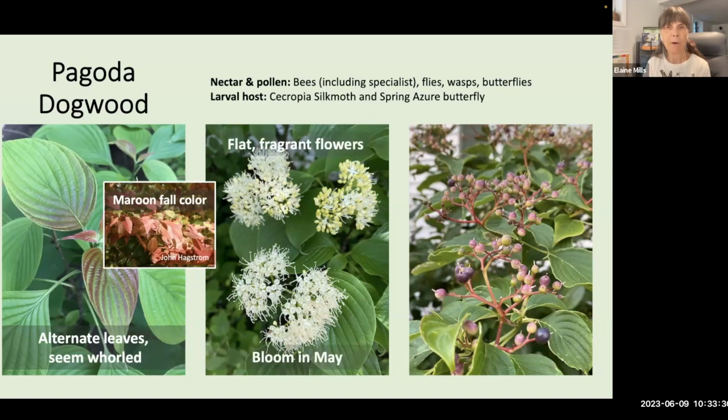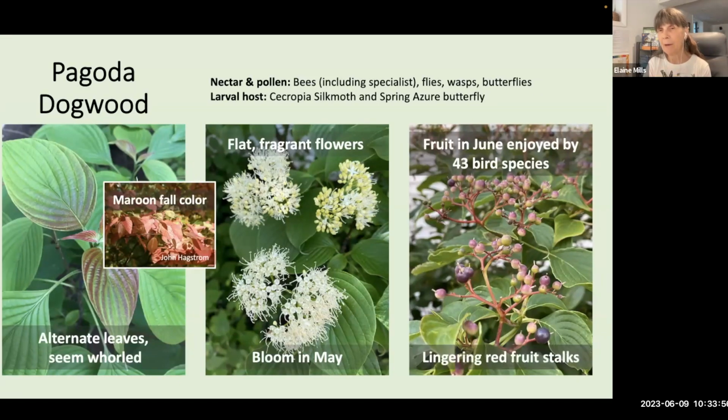Flat, fragrant flowers will bloom a little bit later in the season. They've just finished in my garden here in Northern Virginia, and they will provide nectar and pollen to bees, including a specialist bee, as well as flies, wasps, and butterflies. It's just beginning to show its fruit now here in early June, and that is enjoyed by 43 different bird species. And when the individual fruits are gone, there'll be attractive lingering red fruit stalks.